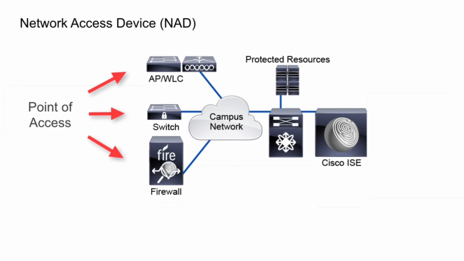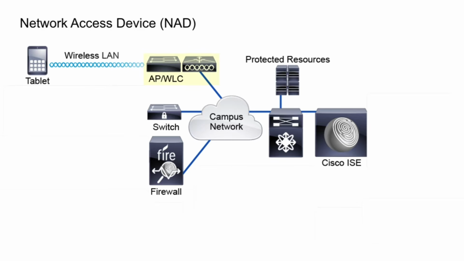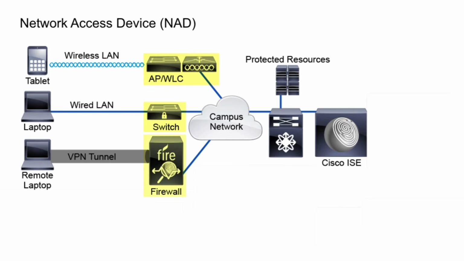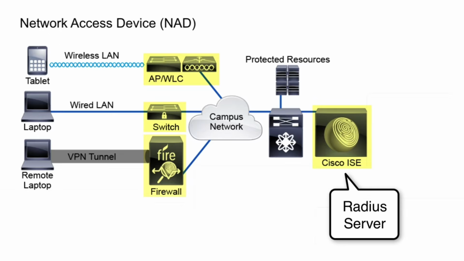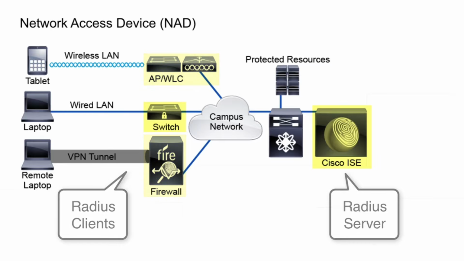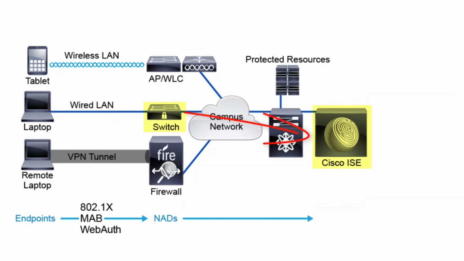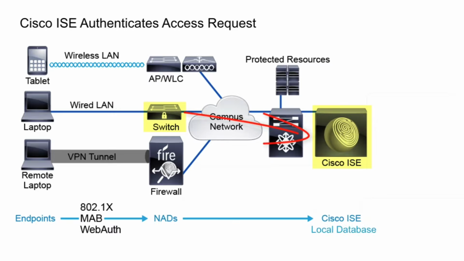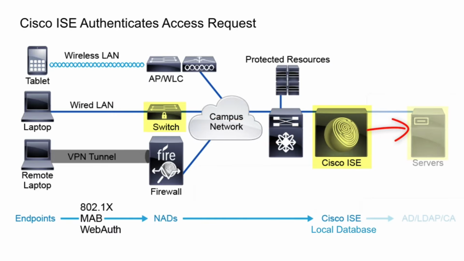The Network Access Device, or NAD, is the point of access where users and devices connect to the network. This can be a wireless connection to an access point, a direct wired connection to a LAN switch, or access through a VPN tunnel via a firewall. This makes the NAD the key policy enforcement point for the Cisco ISE security solution. When using RADIUS for authentication, Cisco ISE acts as the RADIUS server and the NAD is the RADIUS client. The NAD sends the access request from the connecting device to Cisco ISE, which can use a local database for authentication, or a back-end service such as Microsoft Active Directory or LDAP.